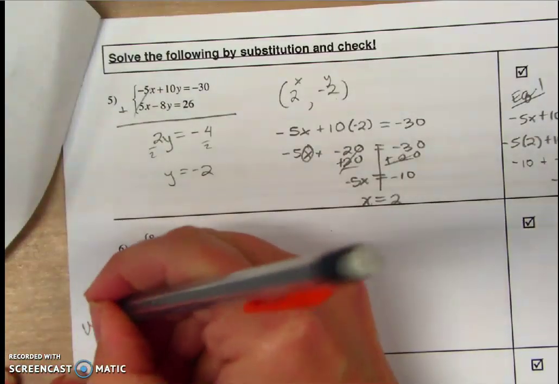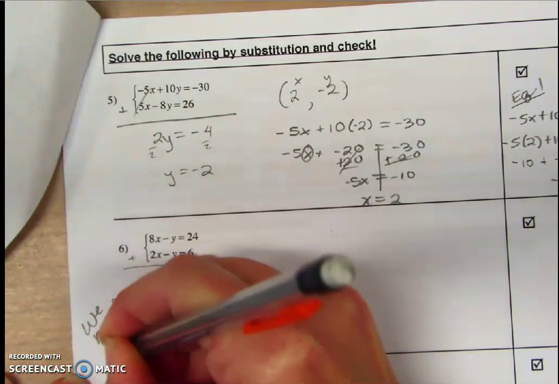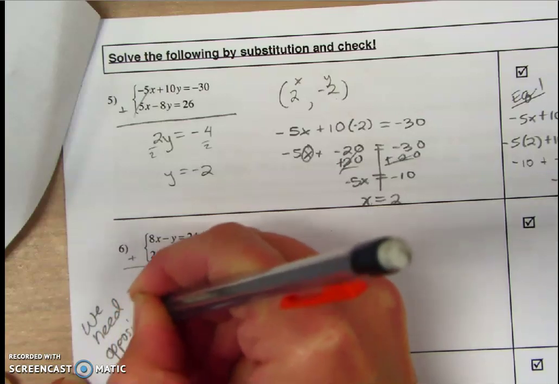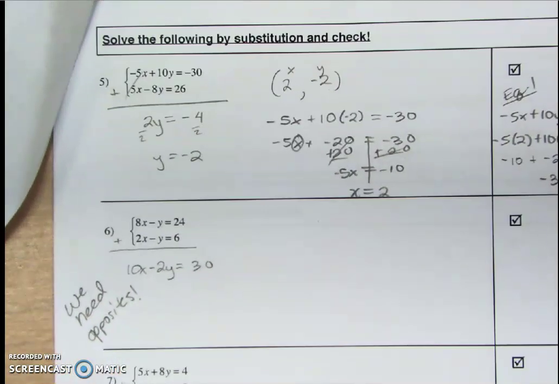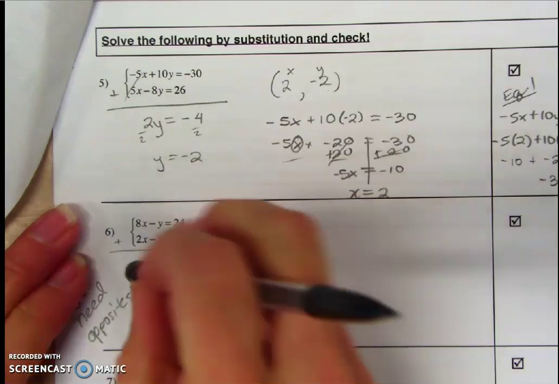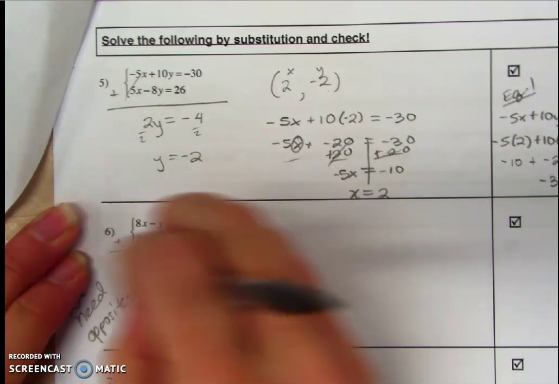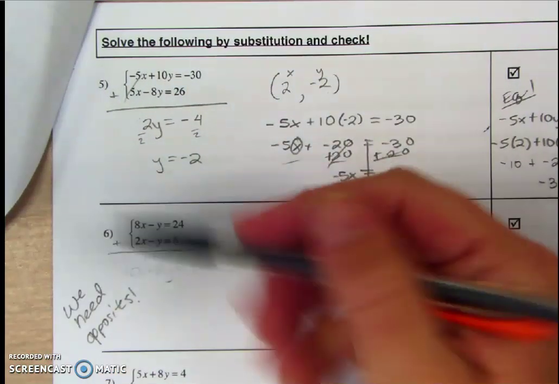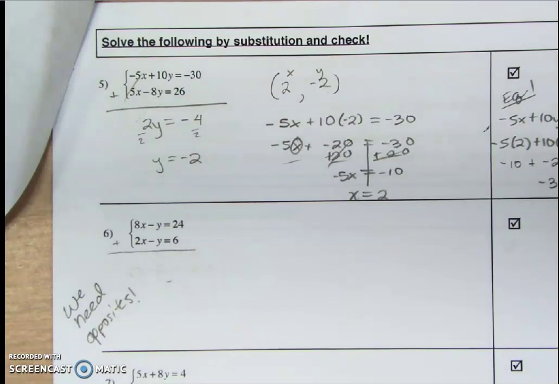So we need them to be opposites. We need opposites. So I'm going to erase this because that is not opposites. We did not have opposites already. Nothing eliminated, which means we need to do some more work.